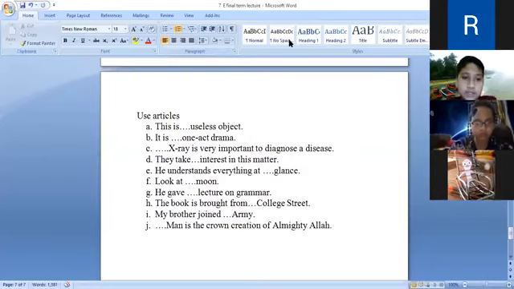Use articles. A. This is dash useless object. B. It is dash one act drama. C. Dash X-ray is very important to diagnose a disease. D. They take dash interest in this matter. E. He understands everything at dash glance. F. Look at dash moon. G. He gave dash lecture on grammar. H. The book is brought from dash college road. I. My mother joined dash army. College street, not road. Okay, sir. Z. Dash man is the crown creation of Almighty Allah.